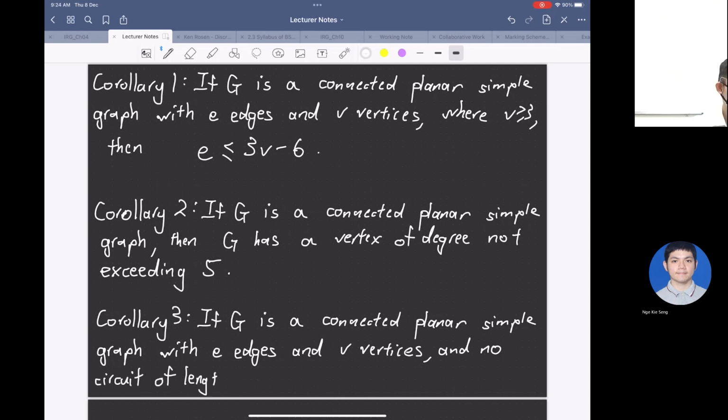Remember what a circuit is? A path that ends and starts at the same point. Length 3 meaning 3 edges. Then E is less than or equal to 2V minus 4.